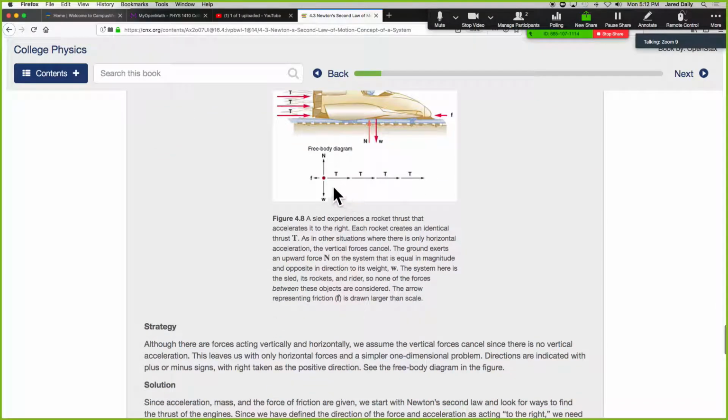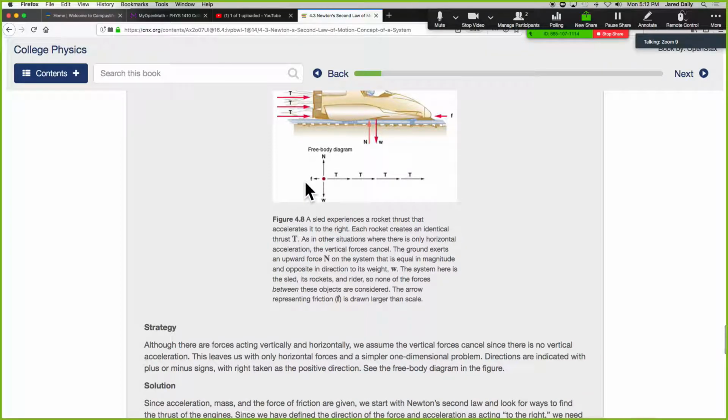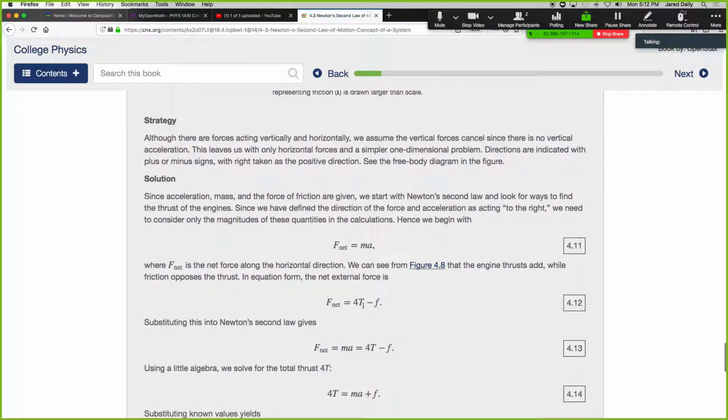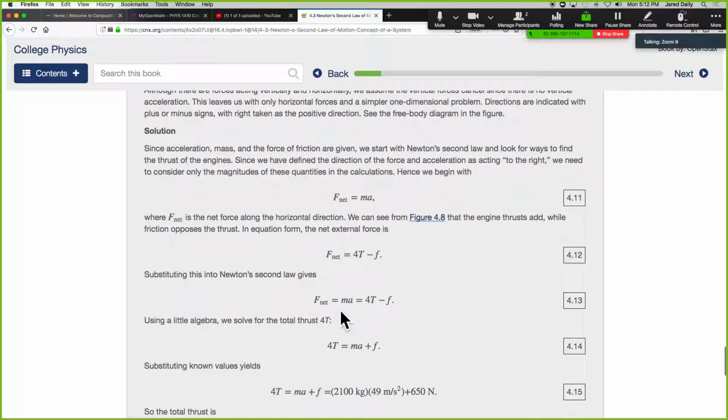Okay, so this is what the free body diagram is going to look like. We're not going to worry about the up and down forces because they just cancel out and equal 0, but we have 4 thrust forces going forward and 1 frictional force going backwards. And the equation says the net force, so we have to add them all together: 4 times T minus little f. And that ends up looking like this: 4 times T minus little f is equal to our net force. And then that has to equal the mass times acceleration.